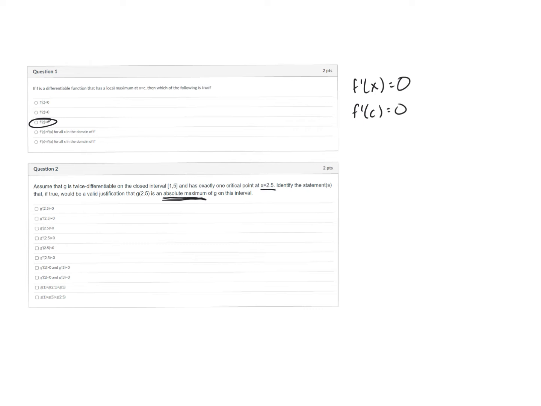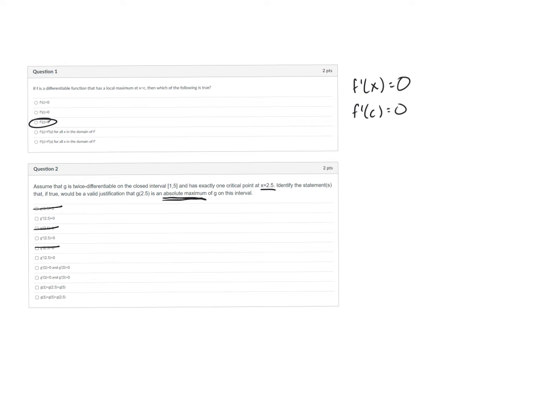If we have exactly one critical point at x equals 2.5, then typically you would find that critical point by setting the derivative equal to 0 and solving for x. So if x equals 2.5 were a local maximum, then the derivative at that point would equal 0. But in this case, we want g of 2.5 to be an absolute maximum. That doesn't necessarily mean that at this critical point it's a local maximum. It could be one of those endpoints. So we don't want to consider any of the first derivatives because that doesn't necessarily have to be true.